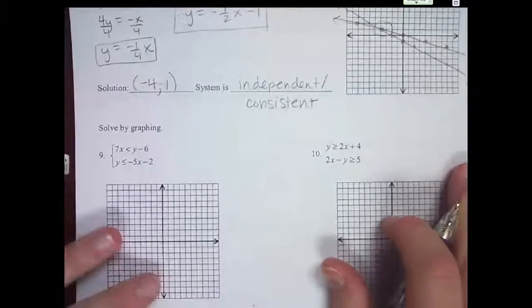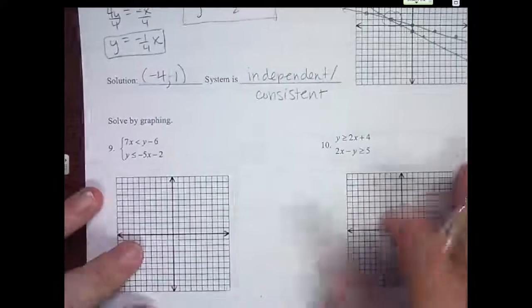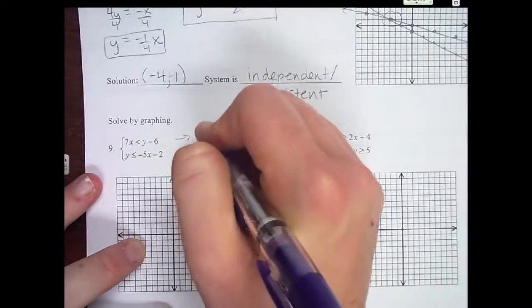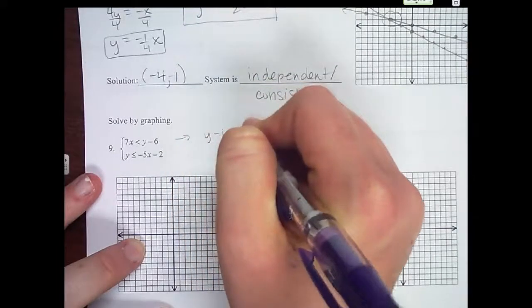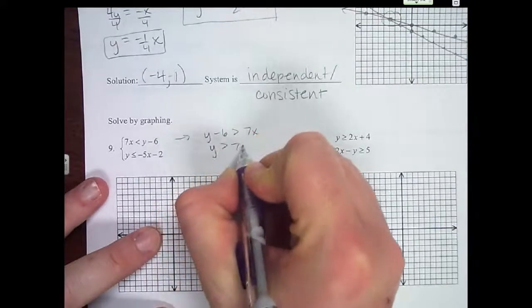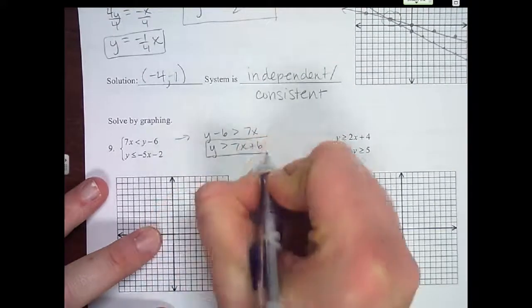Okay, number 9, solve by graphing. So again, graphing, but inequalities. So on this one, let's get y by itself. I'm going to switch that. So I just flipped the two sides because I want the y on the left. Add 6 over. So here's one line. I want to graph that.